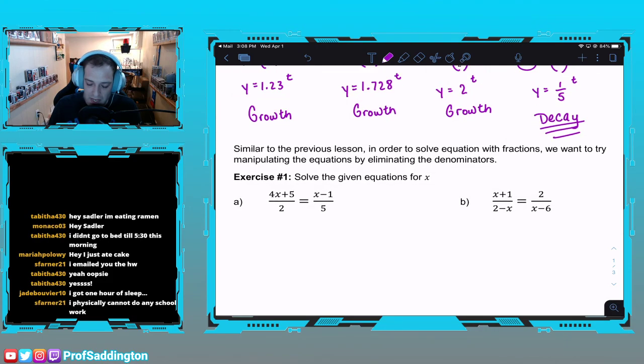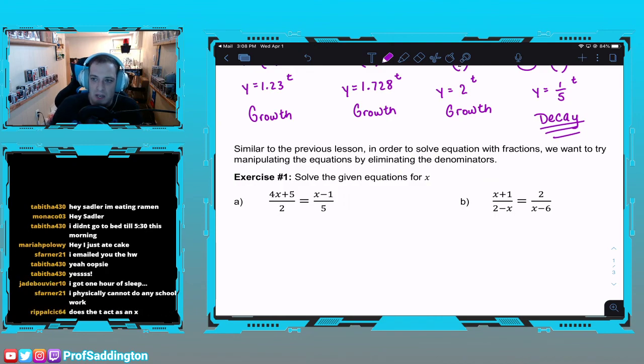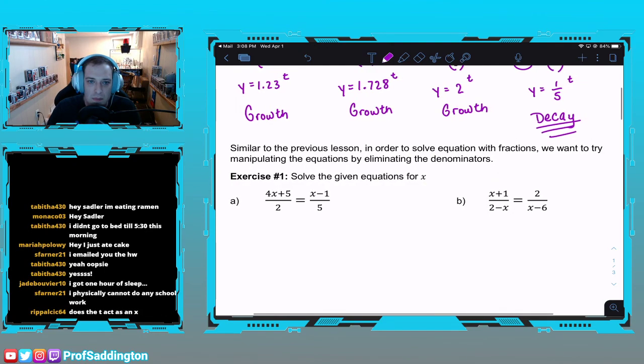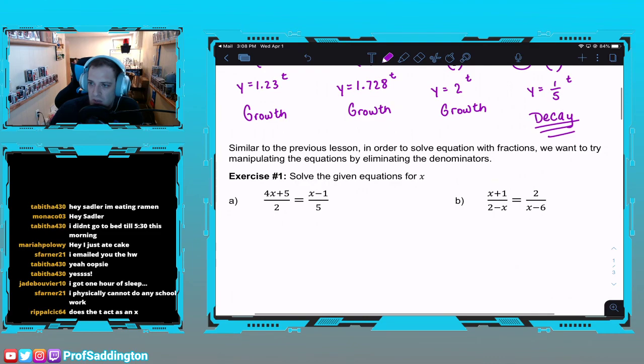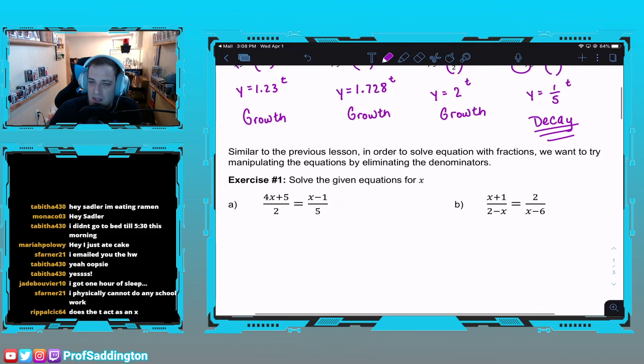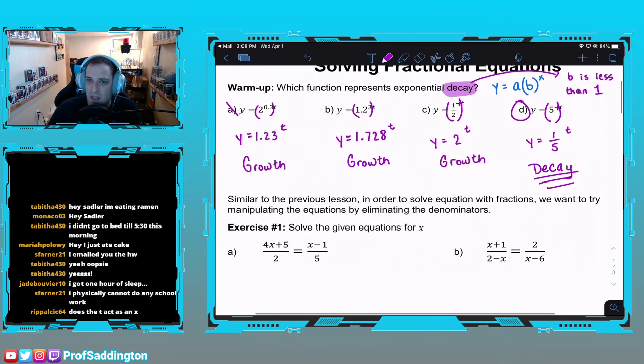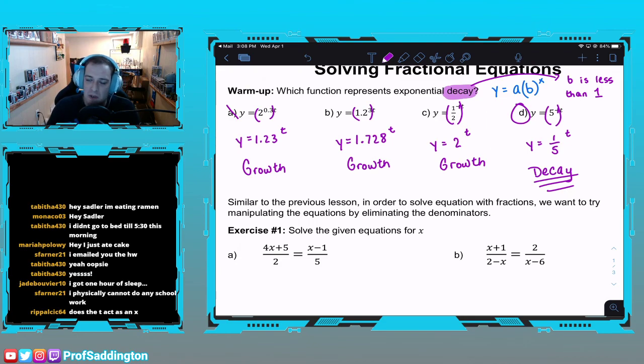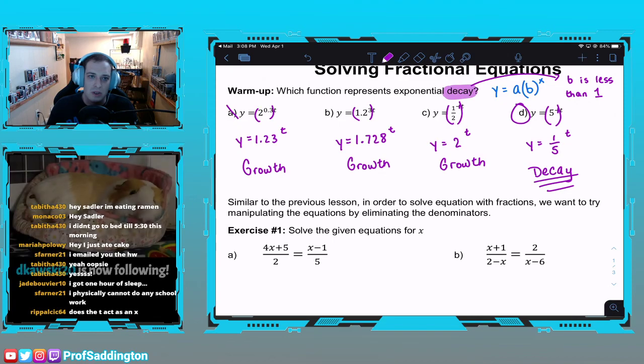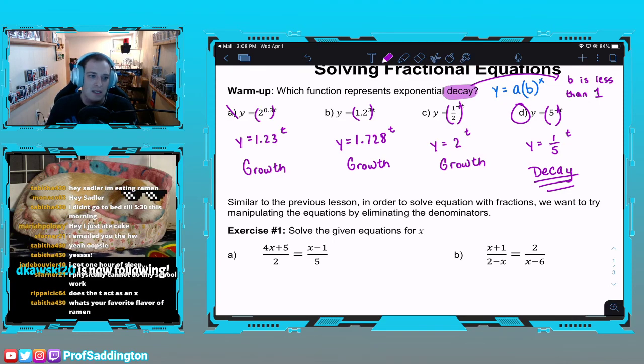So if you guys look at exercise number 1, I'm not seeing any comments coming in, so I'm assuming you guys are feeling okay with that. If we jump down to part A, I do see a comment. Let's see here. Does the t act as an x? In this case, t is x. So it doesn't matter what variable the exponent is. It's always going to be considered the x value. So it could be t, it could be x, t, q, r, whatever.